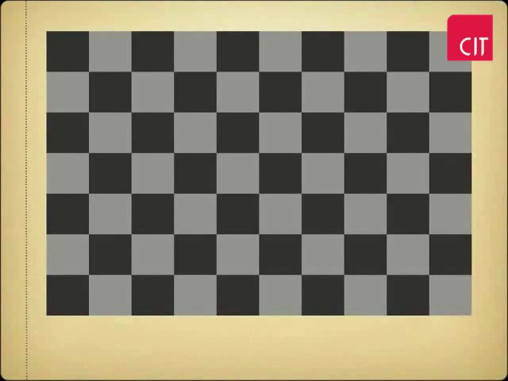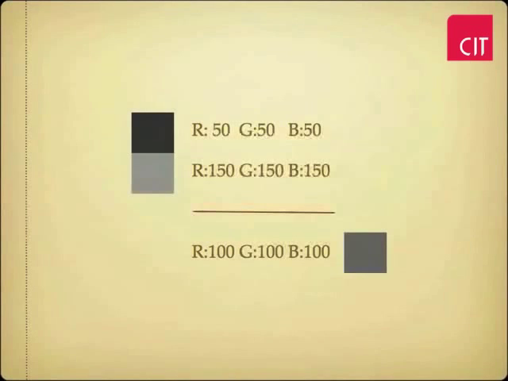Take a look at these 2 shades of grey here in a chessboard pattern. The darker grey has RGB values of red 50, green 50 and blue 50, and the lighter grey is 150, 150, 150. Because the light and dark pixels occur in equal proportions, the average darkness of this area when viewed from a distance is the average of the pixel values. So it's red 100, green 100, blue 100.